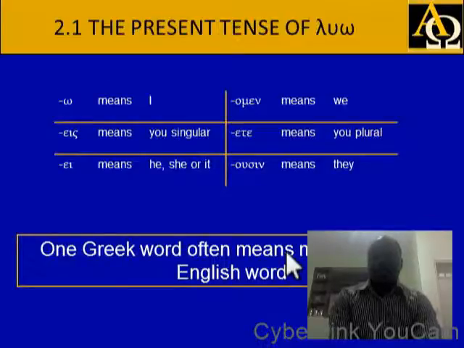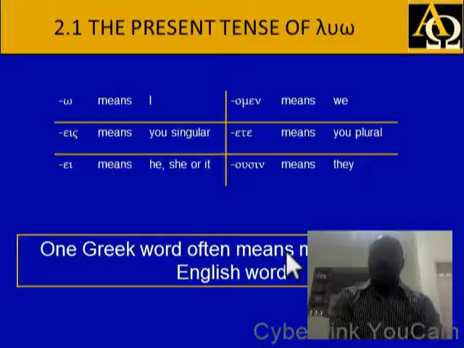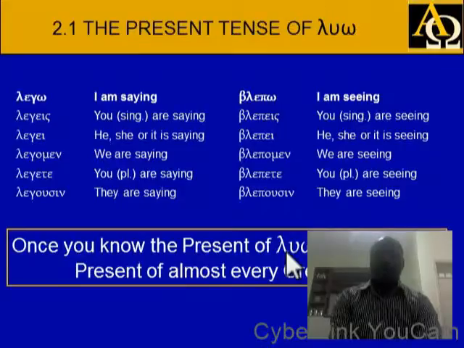So that's just one word. I am saying. That's the word lego. I am untying. That's the word luo. They are untying. That's the word luozin. Okay, so it's important to know that with just one word you have a whole Greek sentence. That's why this lesson is about the basic sentences in Greek. Okay.